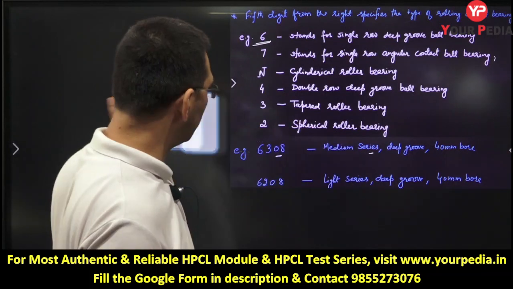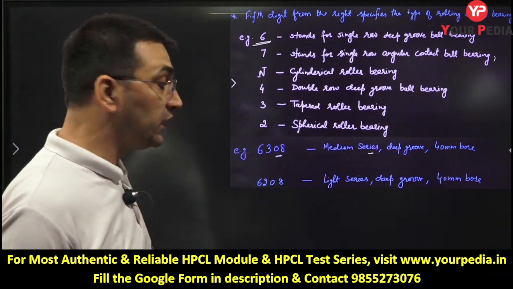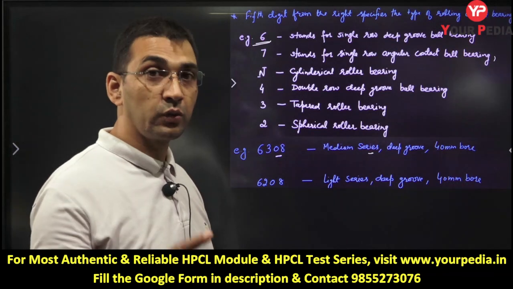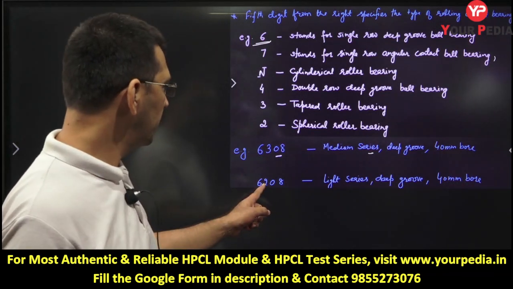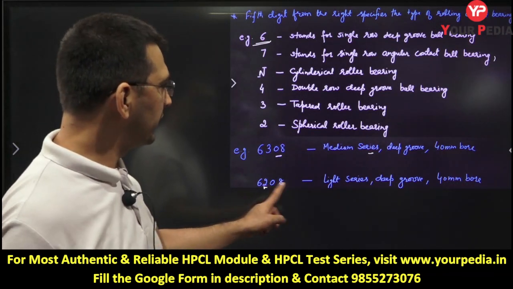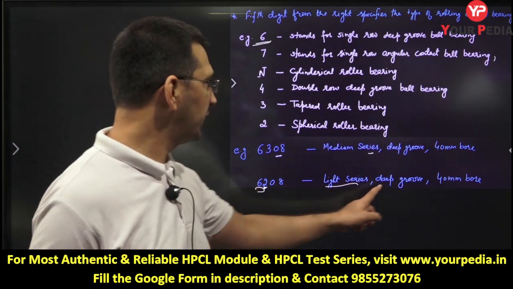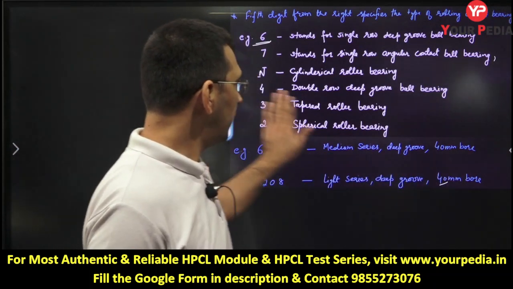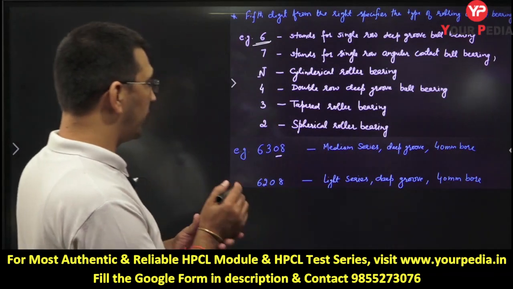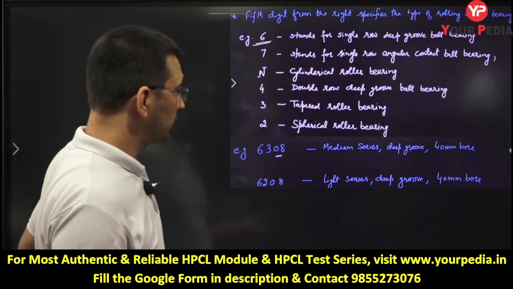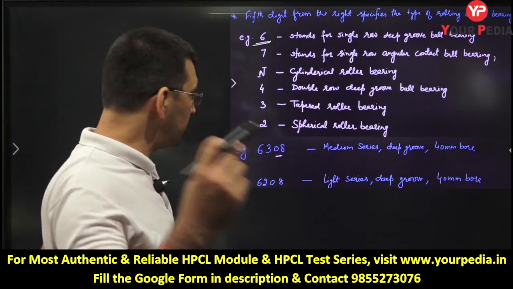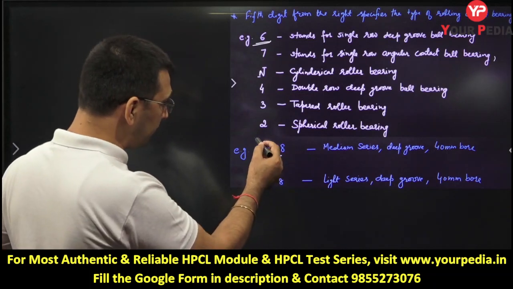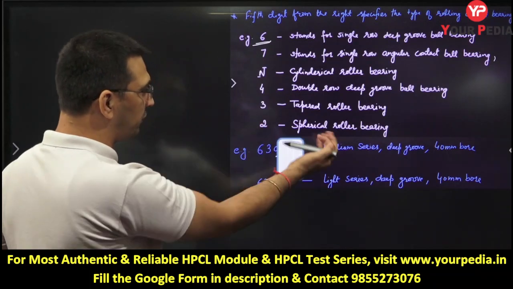So if 4 digits are mentioned, that means he is omitting the width code. Same is the case over here. 2 jo hai wo kya hai, extra light, light, light series ho jayegi. Deep groove hai, 6 hai ye, and that way, right? Sometimes it may happen that thodi thodi variations aapko milengi. Sometimes he may even omit this also. Ye bhi mention nahi karega kaun si bearing hai.